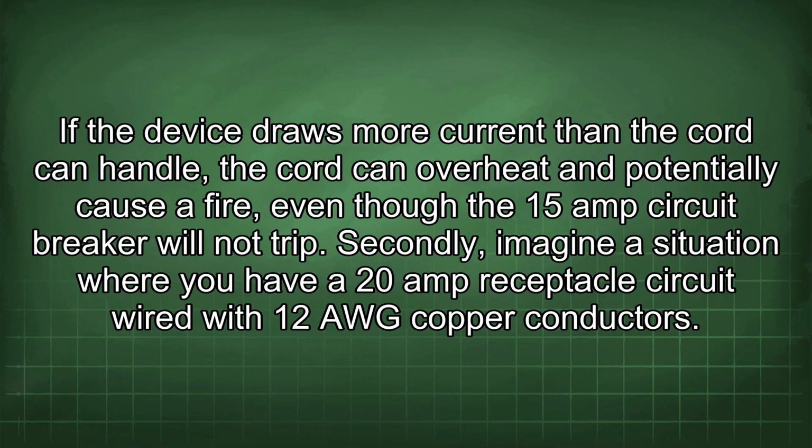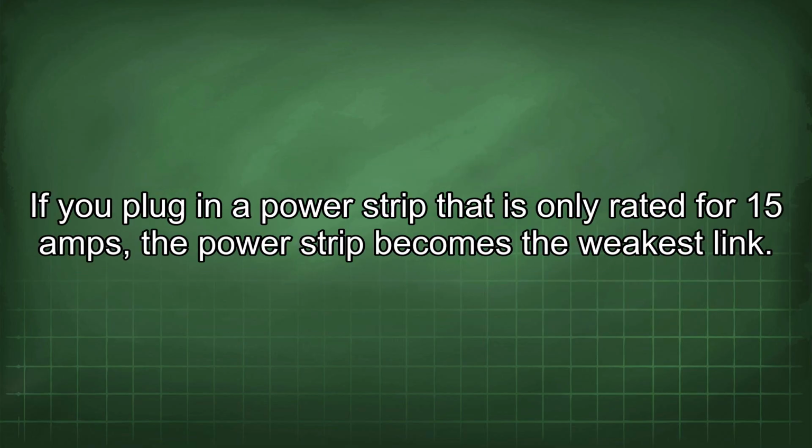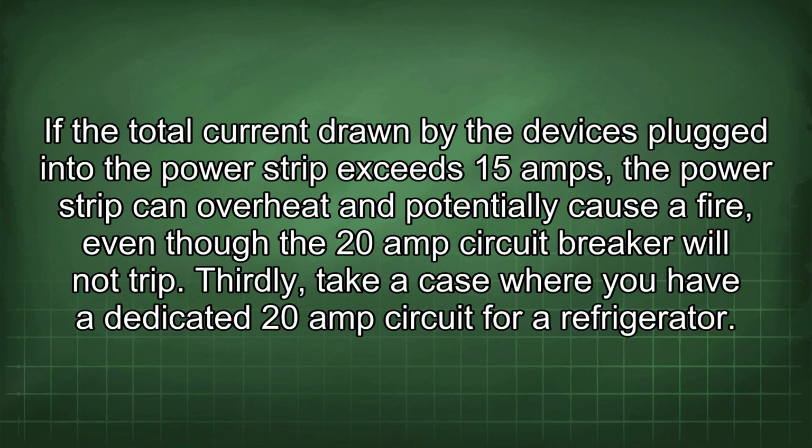Secondly, imagine a situation where you have a 20 amp receptacle circuit wired with 12 AWG copper conductors. If you plug in a power strip that is only rated for 15 amps, the power strip becomes the weakest link. If the total current drawn by the devices plugged into the power strip exceeds 15 amps, the power strip can overheat and potentially cause a fire, even though the 20 amp circuit breaker will not trip.